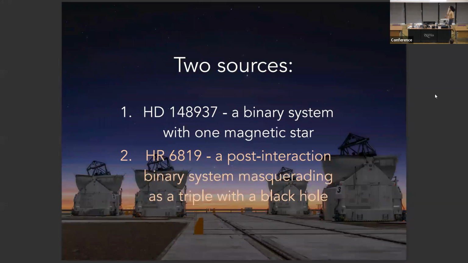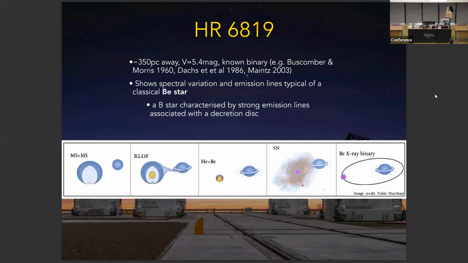So now I'd like to talk about a different system. This system is HR6819. Again, this seems to be a system which has potentially recently gone through a binary interaction. So HR6819 is a B-star system. It's around 350 parsecs away. It's quite bright in the visible, and it's been known to be a binary for a long time, since around the 60s. And it's also an interesting system because it shows the emission signatures of a classical BE star.